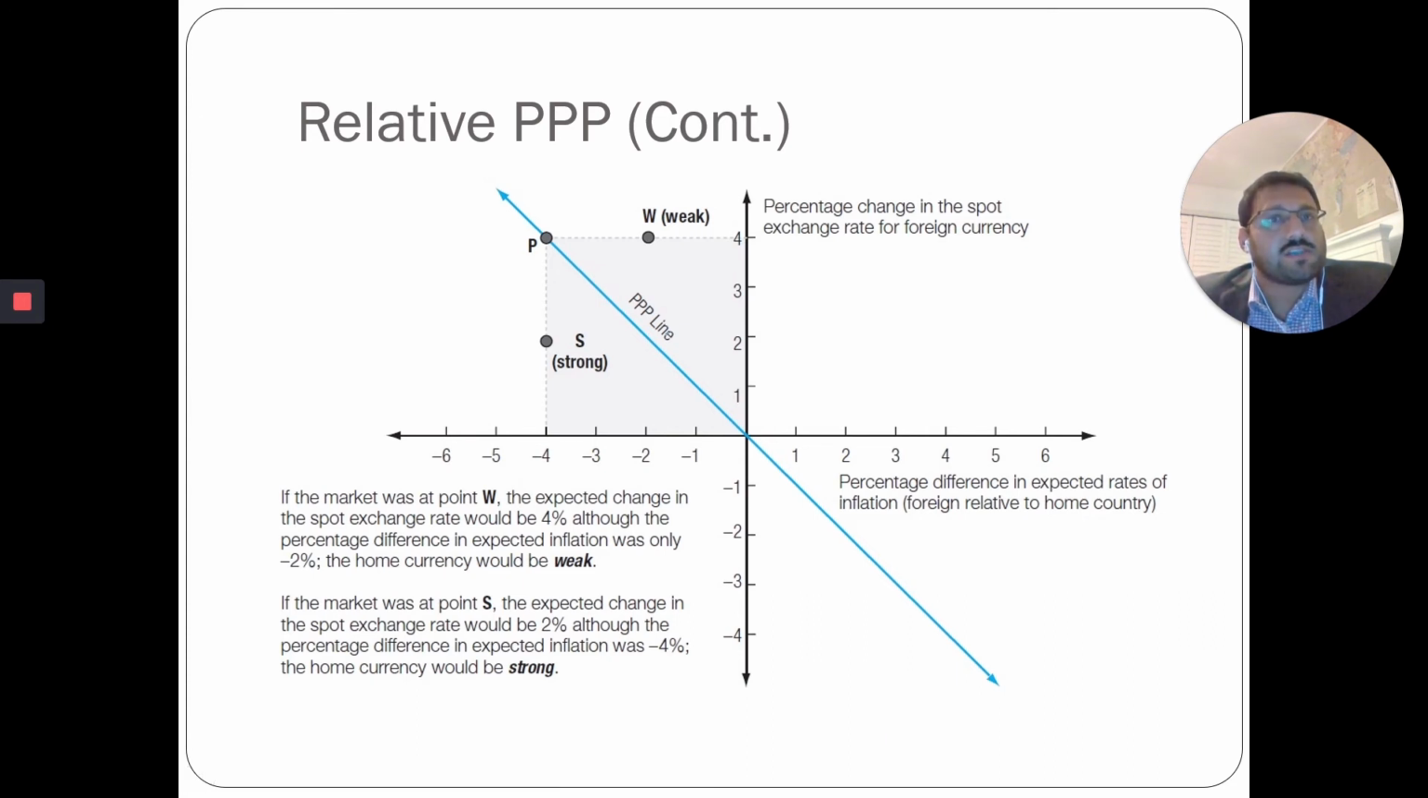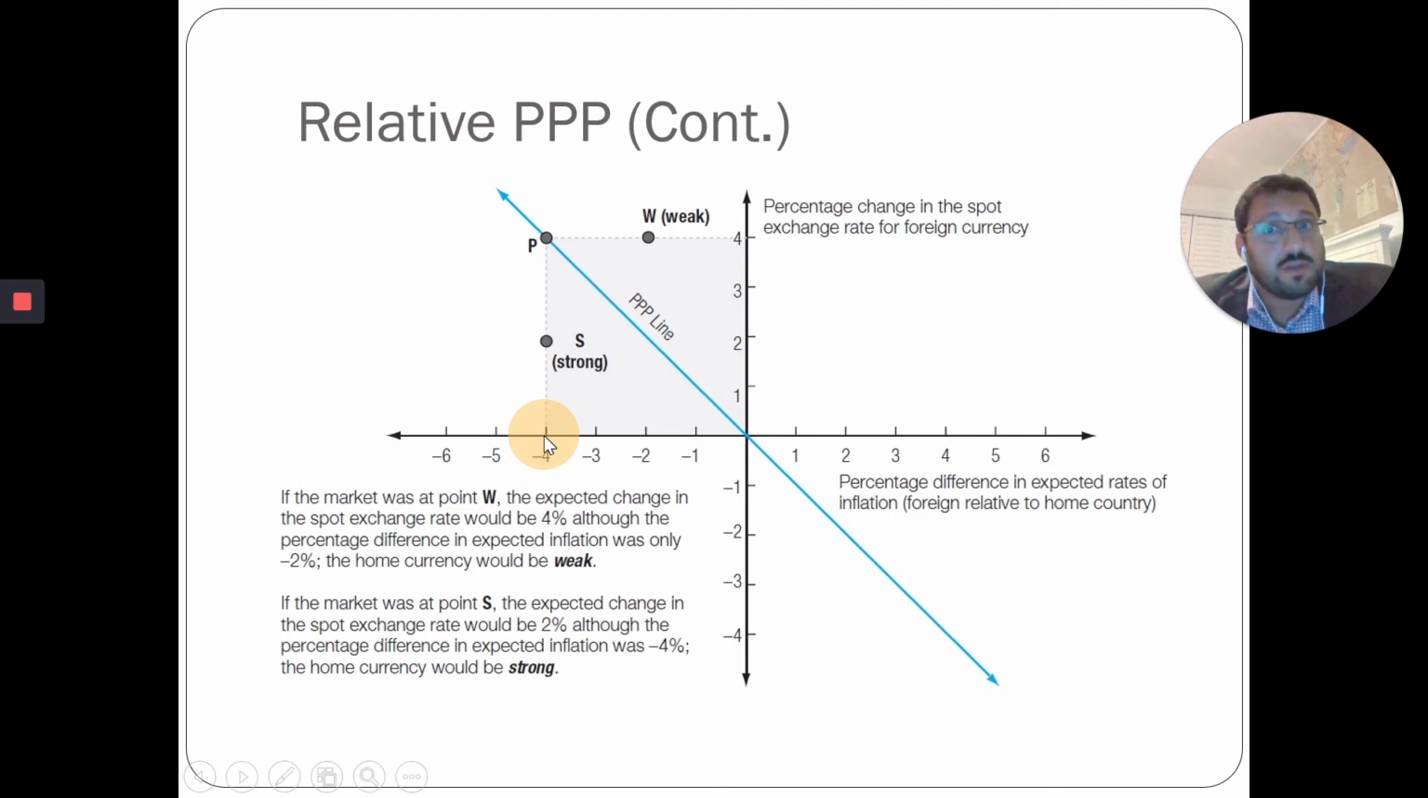So if USA is the home currency and Japan is the foreign currency, and in USA the inflation is 6%, and in Japan the inflation is 2%. So what does it mean? Where there is less inflation, obviously in Japan, 2% minus 6% is minus 4%. We are standing right now over here.